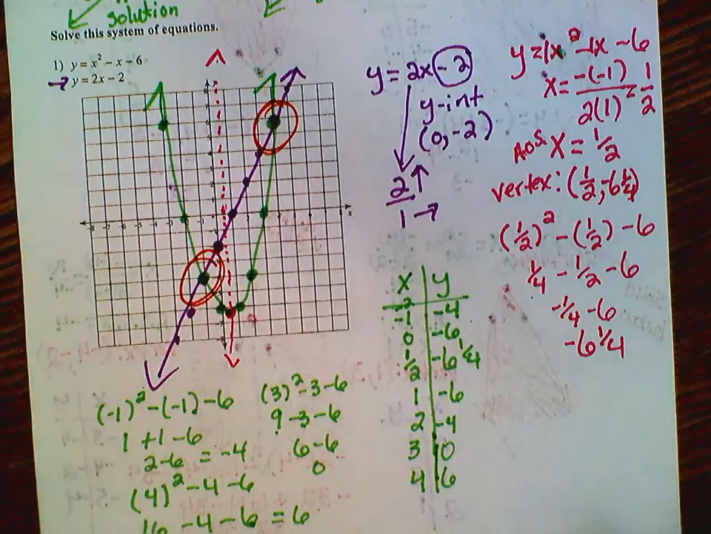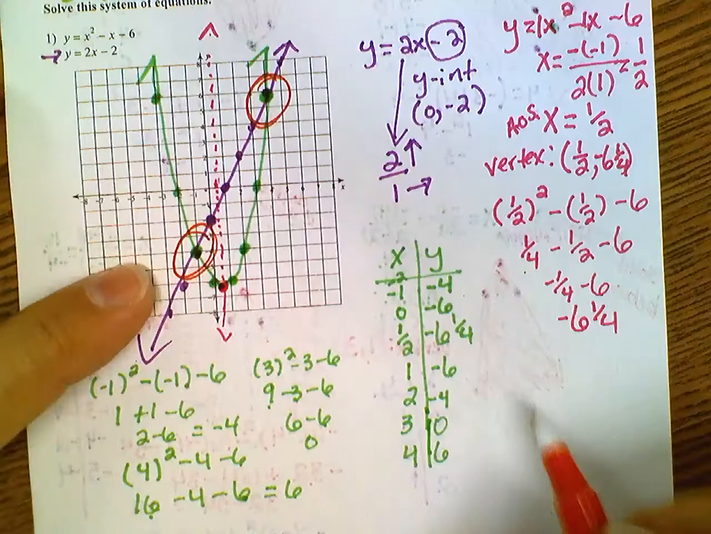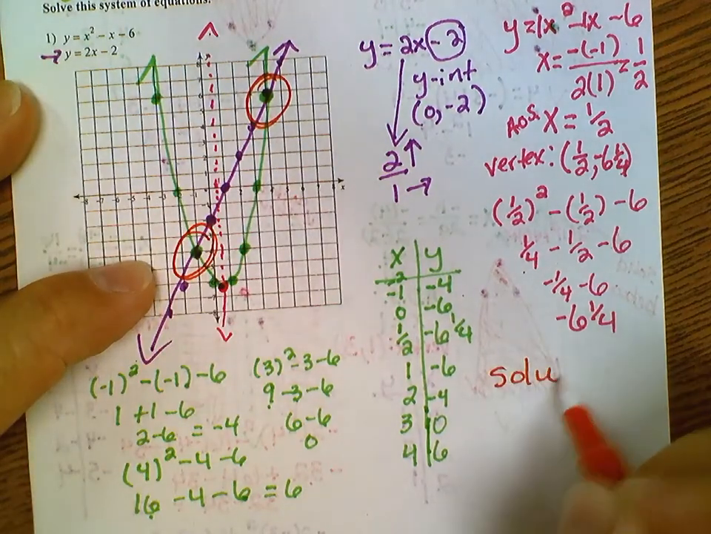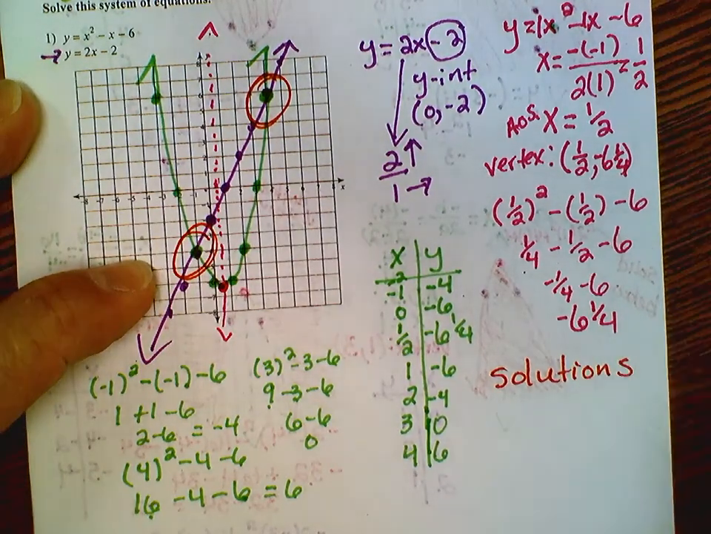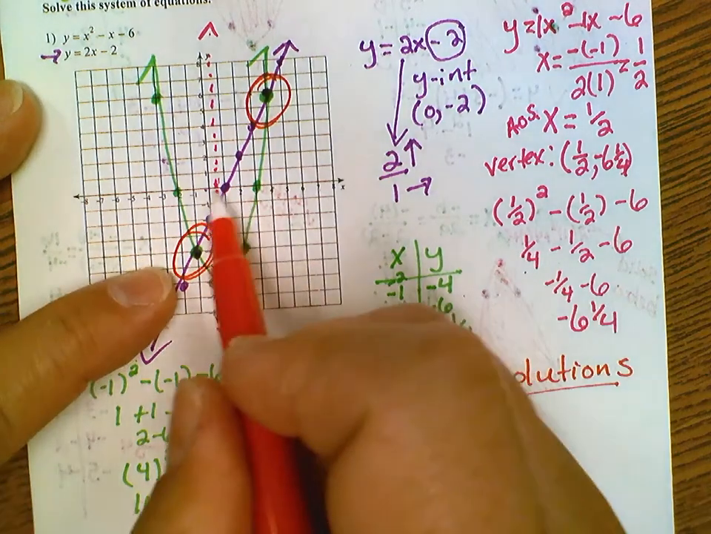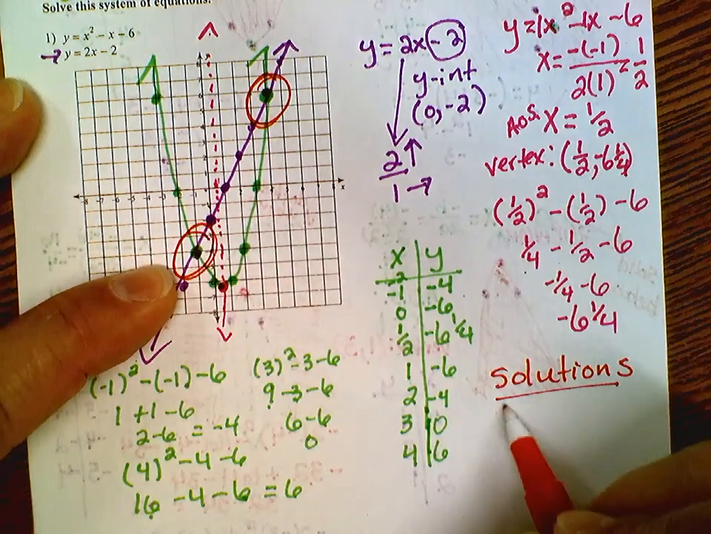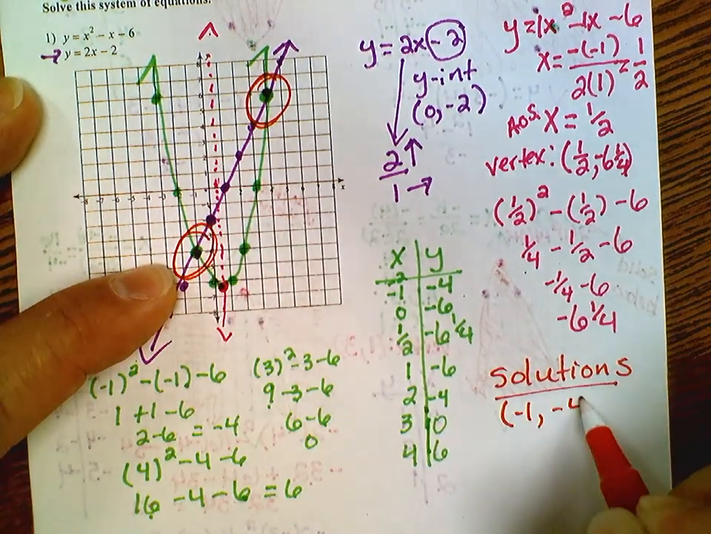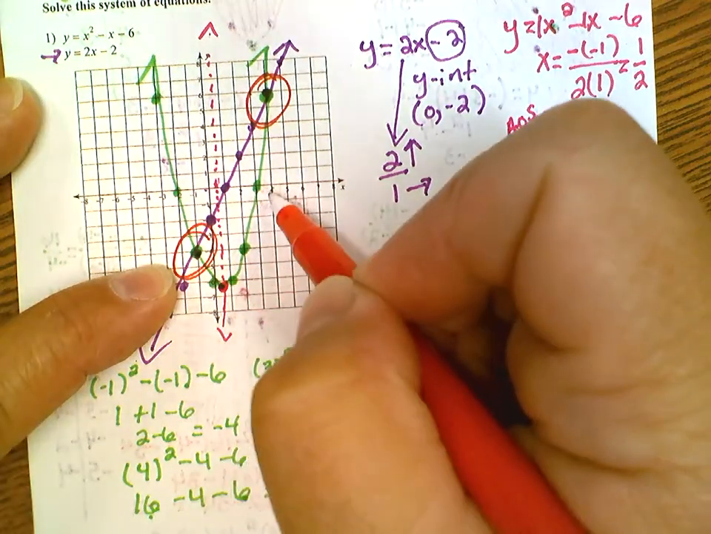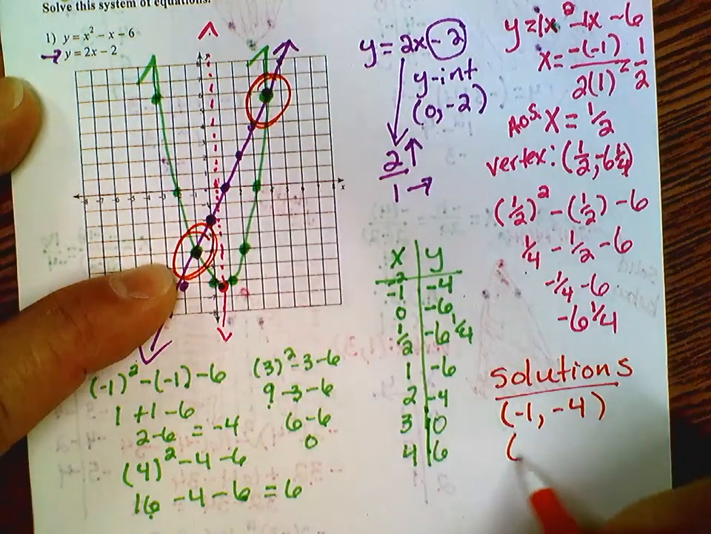So when you put your graphs on the coordinate plane, you are not finished, because you have to tell me that the solutions are at negative 1, negative 4, and 4, 6.